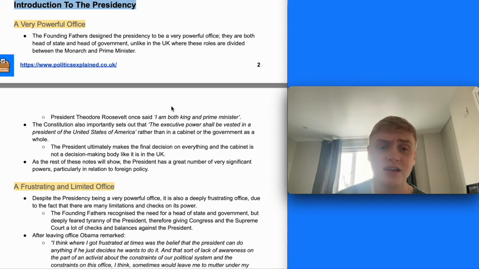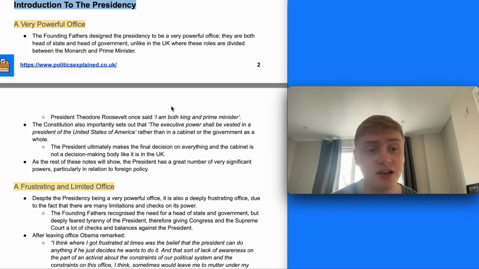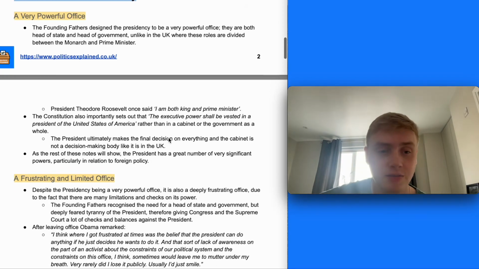The Constitution sets out that the executive power shall be vested in a president of the United States rather than in a cabinet or a government as a whole. Therefore, the president themselves holds a lot of power, effectively complete executive power. They make the final decision on everything, and the cabinet is not a key decision-making body like it is in the UK. As the rest of the notes will show, the president has a great number of very significant powers, particularly in relation to foreign policy.